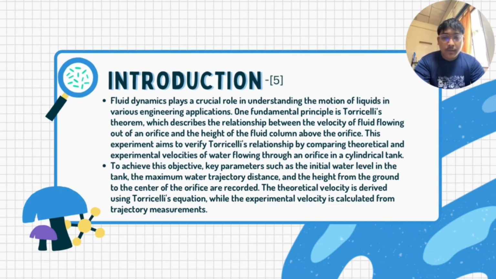This experiment aims to verify Torricelli's relationship by comparing the theoretical and experimental velocity of water flowing through an orifice in a cylindrical tank. To achieve this objective, key parameters such as the initial water level in the tank, maximum water trajectory distance, and the height from the ground to the center of the orifice are recorded. The theoretical velocity is derived using Torricelli's equation, while the experimental velocity is calculated from trajectory measurement.